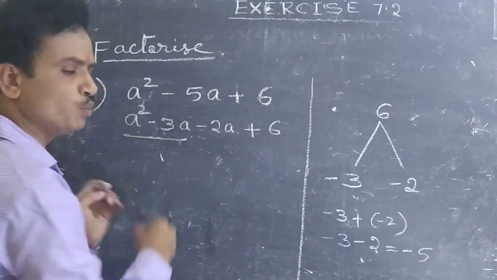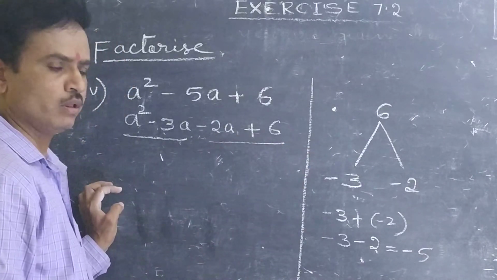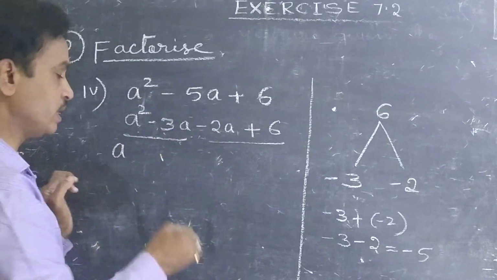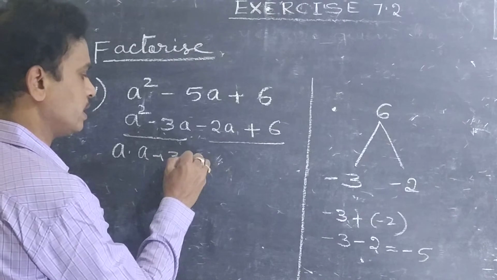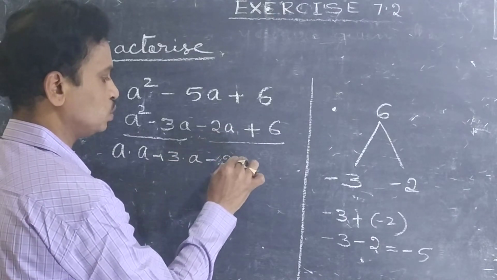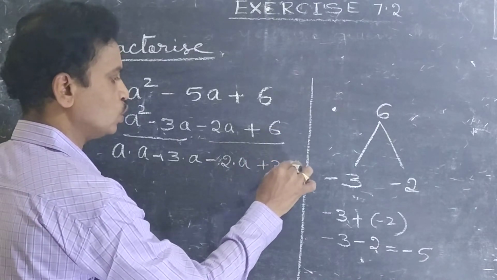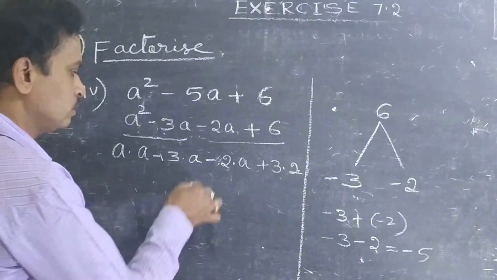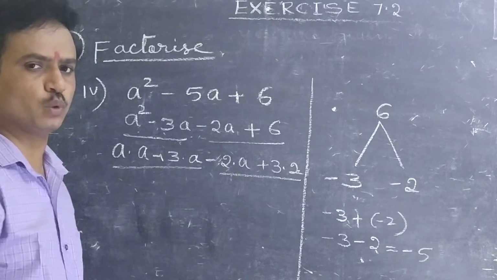First two terms one group, last two terms another group. Then next you should expand this. a² can be written as a into a, then minus 3a can be written as 3 into a, minus 2a can be written as 2 into a, plus 6 can be written as 3 into 2. 3 twos are 6. First two terms one group, last two terms another group.